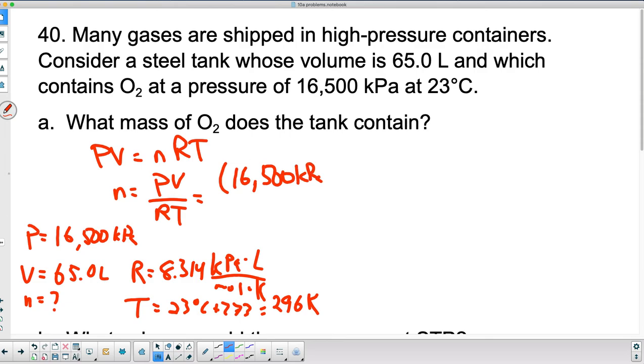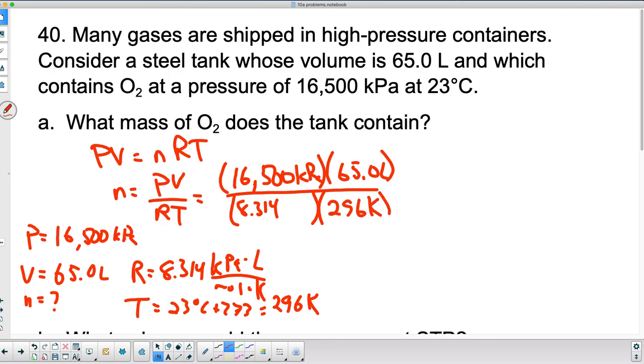Now when I solve for n and I plug in, the pressure is 16,500 kPa, and my volume is 65 liters, and I divide by 8.314 and 296 Kelvin. Okay? When I get the number of moles from this calculation, 16,500 times 65 divided by 8.314 divided by 296 equals.